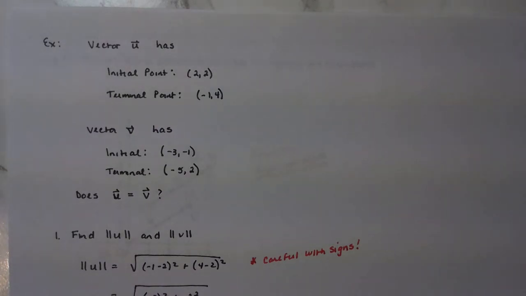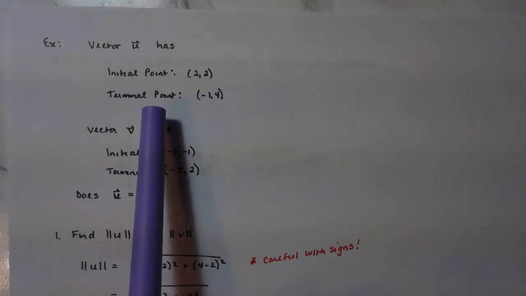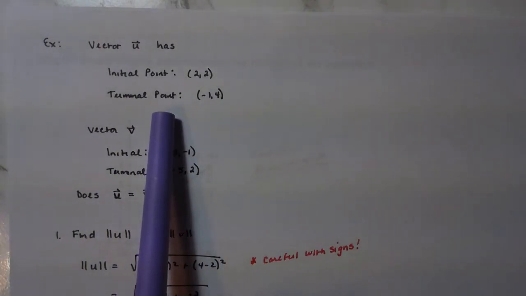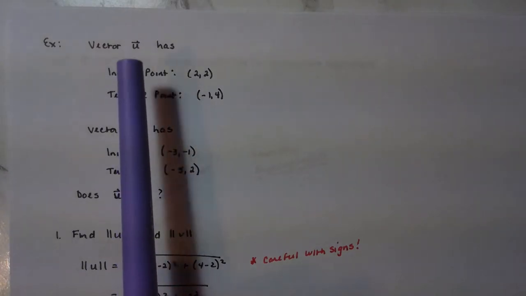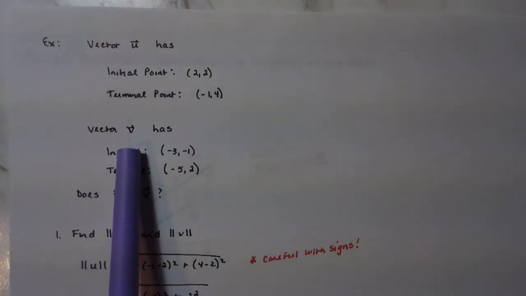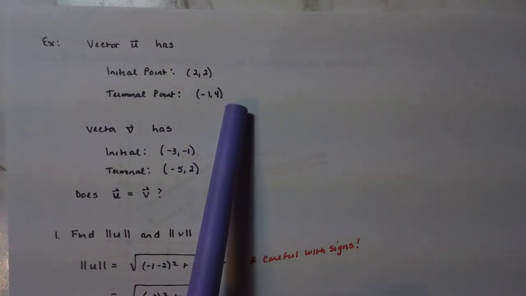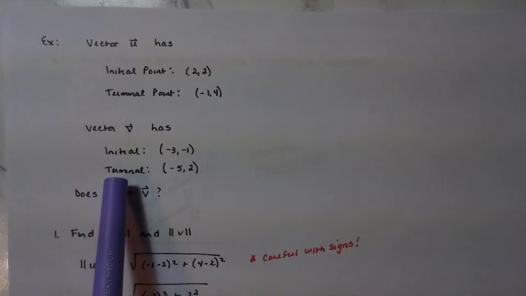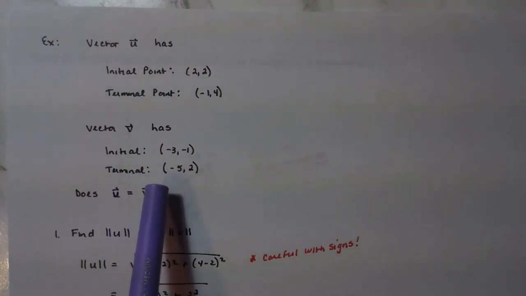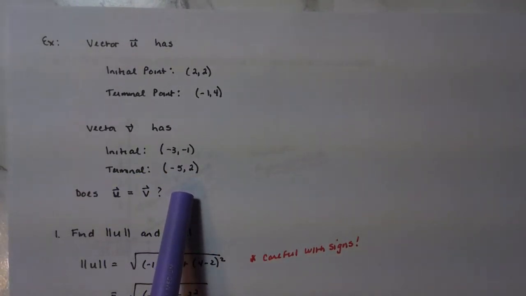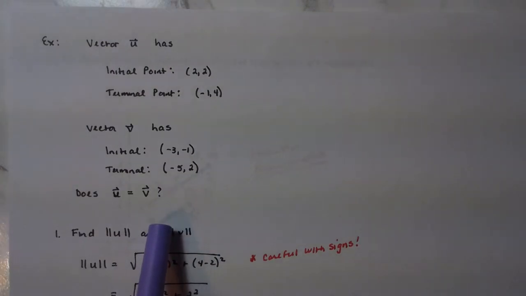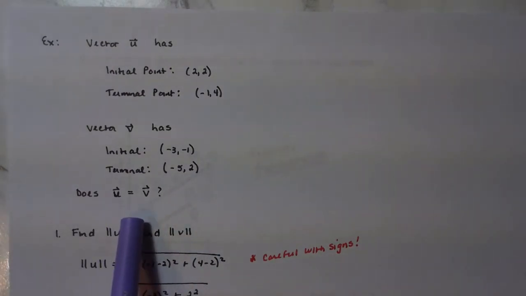So an example that you might see in your homework or on your district exam, if you have one, is you're given an initial point and a terminal point, and they want you maybe to find whether or not this vector u is equivalent to another vector v. So for vector u, we have the initial point 2, 2, and the terminal point negative 1, 4. And for vector v, we have the initial point negative 3, negative 1 with a terminal point of negative 5, negative 2. And the question is, are they equivalent vectors?